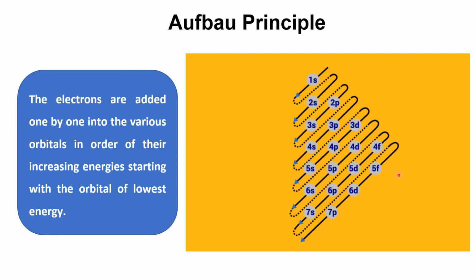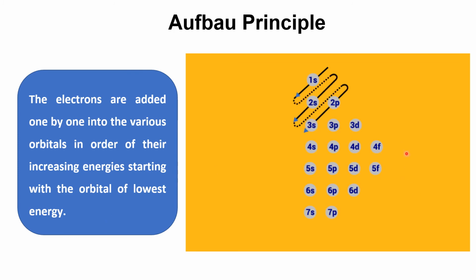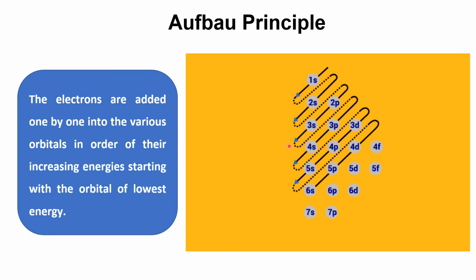It means that when we are writing the electron configuration of an atom, we would fill the electrons in order of their energies, and it would be filled like this. First it would be 1s, then 2s would be filled, then 2p, then 3s would be filled, then 3p, then 4s would be filled. It would be like this.